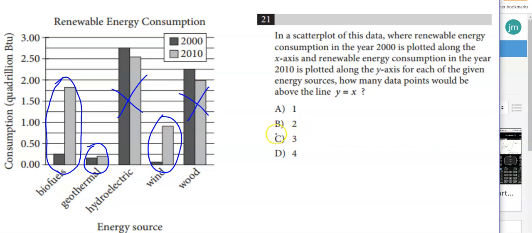So there are 3 times where y is, if the line is y equals x, any point up here, the y value would be higher than the x value. And so a point above the line, we want a y value that's higher than the x value. The y value is the 2010, so we need the y value to be bigger than the x value of 2000. And that's how you do that one.